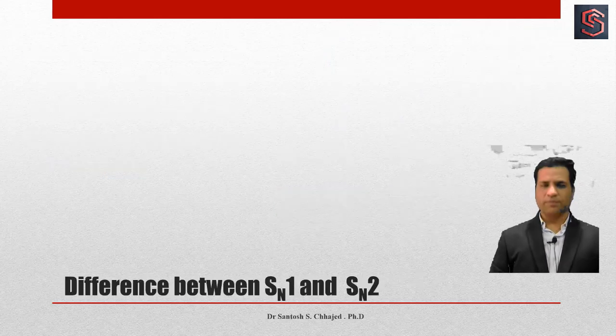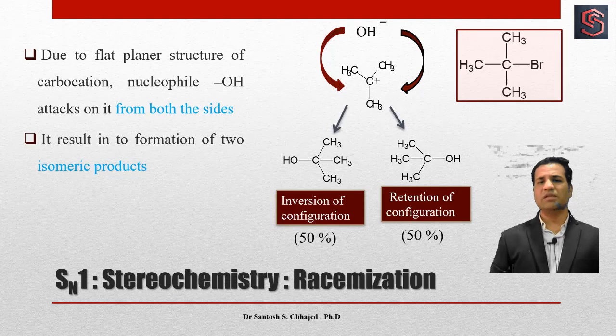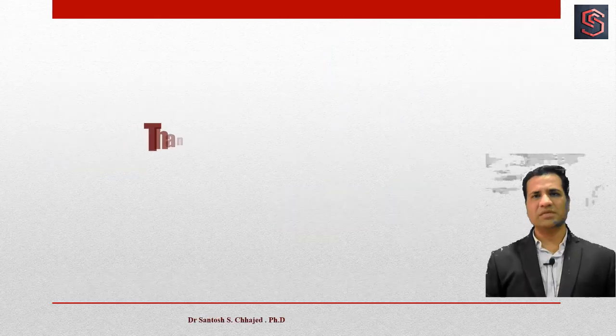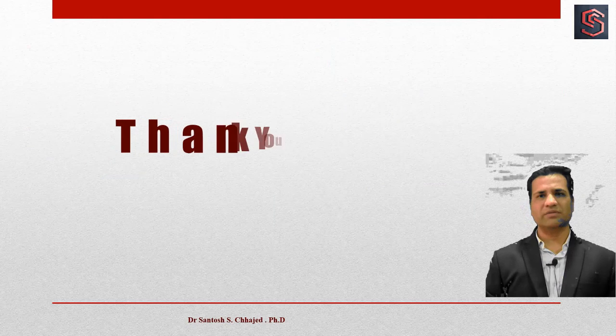So in general, SN1 stereochemistry involves racemization, that is, an equimolar mixture of two isomeric products is formed, and it is said that SN1 involves racemization. So this is all about the mechanism, stereochemistry and rate of reaction or kinetics of SN1 reaction.